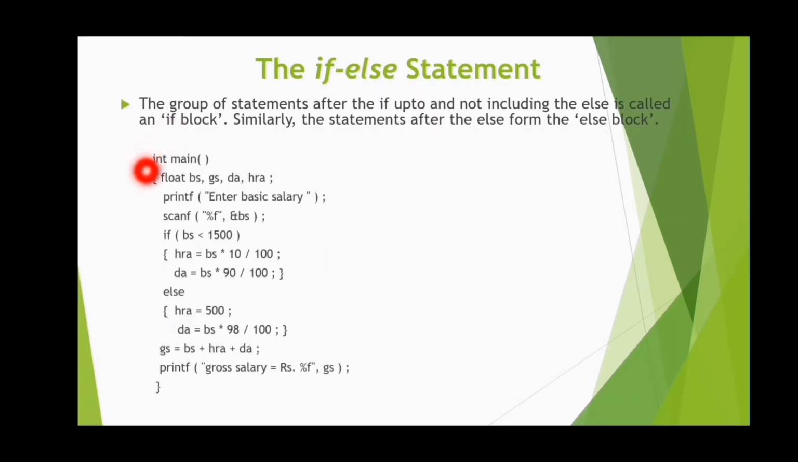First of all, it is the int main section. Then I have taken the float data type for basic salary, gross salary, DA (dearness allowance), and HRA, which means house rent allowance. So BS is for basic salary, GS is for gross salary, DA for dearness allowance, and HRA is for house rent allowance. Then I have taken the basic salary as an input from the user. Then some conditions are there for HRA and DA calculations, and in that section some calculations are also mentioned. And then the formula for calculating gross salary by adding basic salary, HRA, and DA. Then I have printed that gross salary.